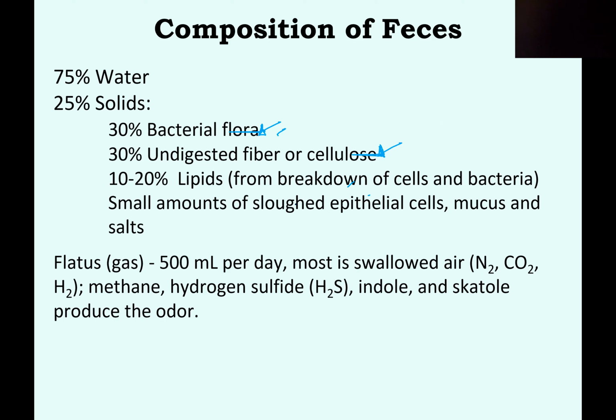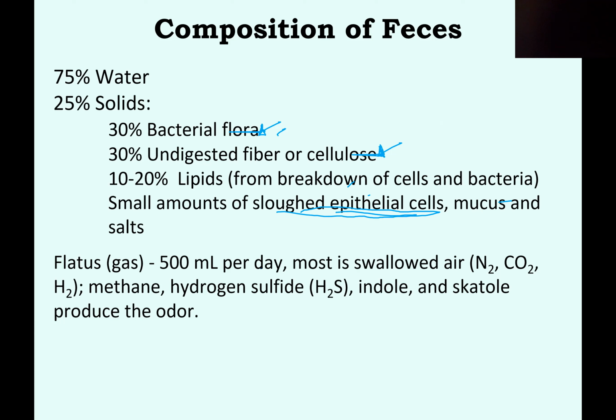10 to 20% are lipids from the breakdown of cells and bacteria, not from the lipids we consume. We typically absorb all the lipids we consume. And then you have small amounts of sloughed off cells because as material moves through a tube, it's going to knock off cells. You have mucus and you have salts.